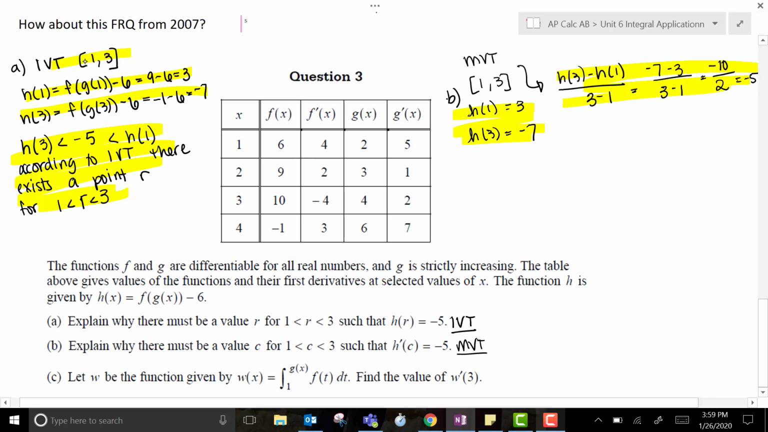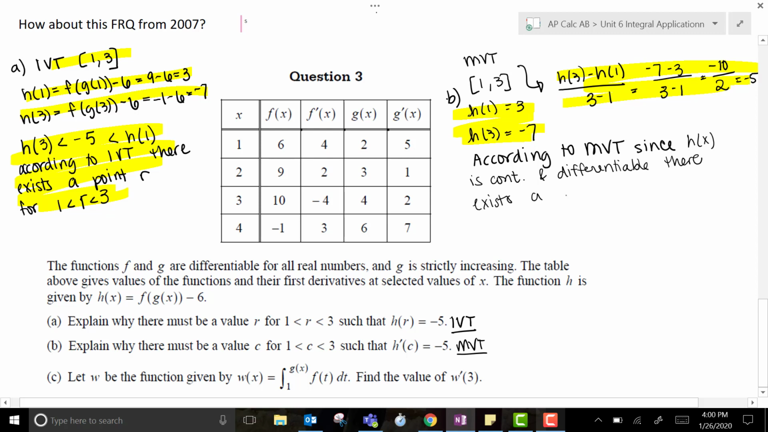So now that we have the work, we have to draw the conclusion. So we say according to the mean value theorem, since function H is continuous and differentiable, there exists a point C such that H prime of C equals -5.